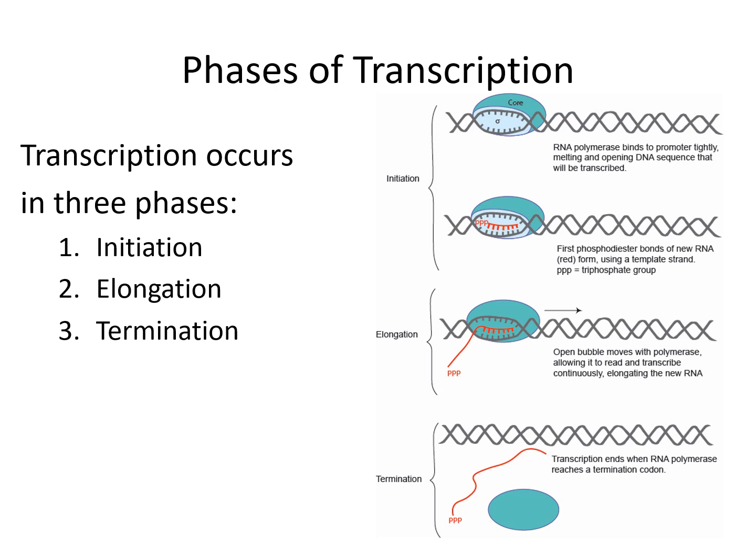Once the first phosphodiester bond of the new RNA is formed, the bubble, which is the open area, will move with the polymerase, allowing it to read and transcribe the DNA continuously, and now it will enter the elongation stage. At this stage, the sigma factor will dissociate from the holoenzyme, so the core enzyme will continue the elongation stage until the termination.